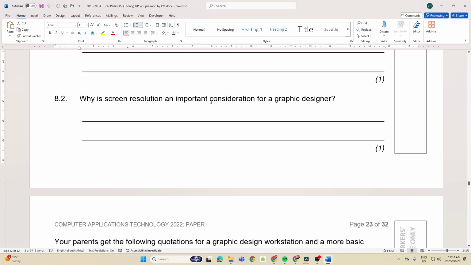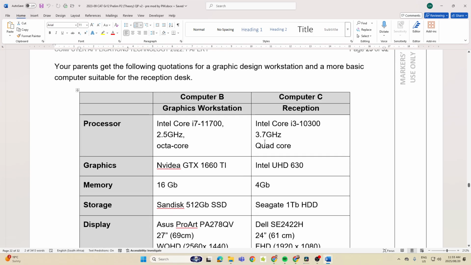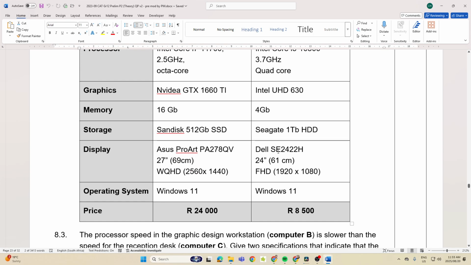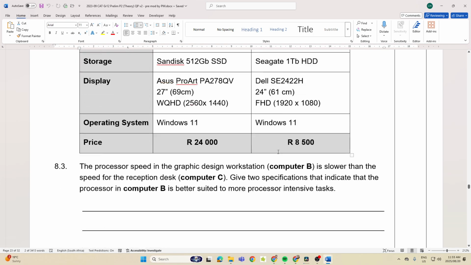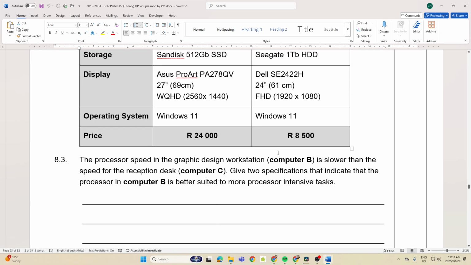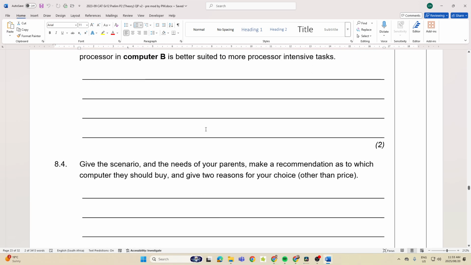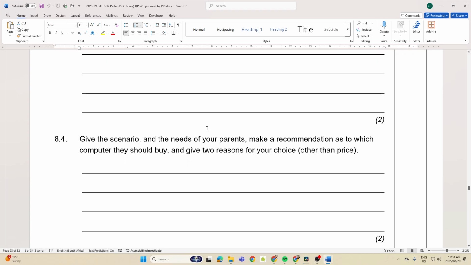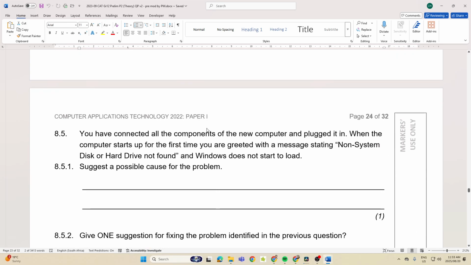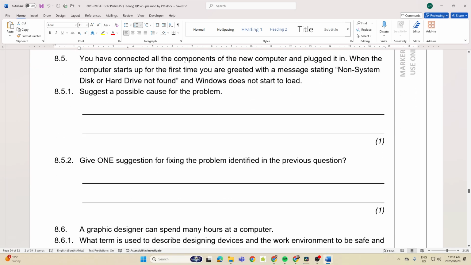Why is the screen resolution important? Guys, these are actually like grade 10 and grade 11 questions. Okay? Right. Then, again, comparison between two computers. And they're going to ask you, or they did ask you in this one, questions on that as well. So you can go through that. You've connected all the components to a computer. You plugged in, and when the computer starts up for the first time, it says non-system disk or hard drive not found, and Windows does not load. What could the issue be?